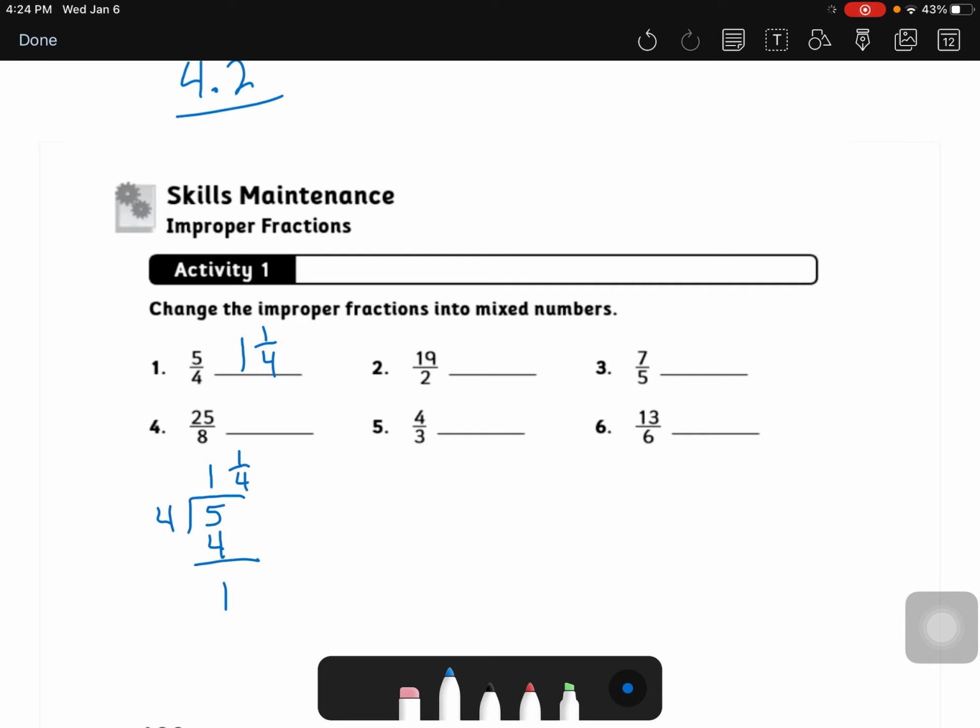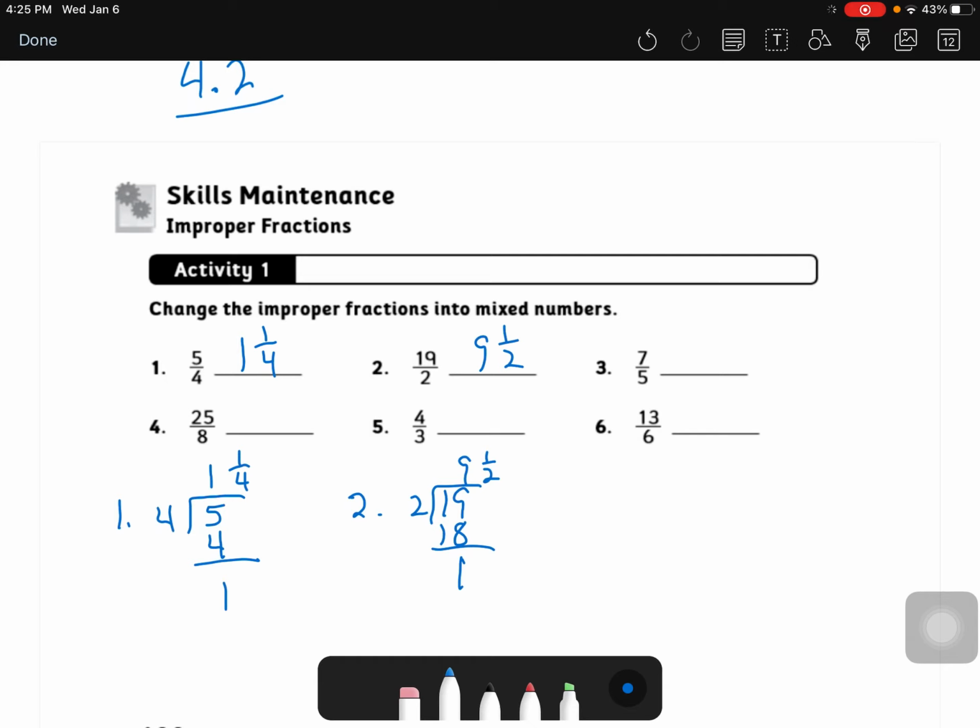Okay. For number 2, so that was number 1. For number 2, we've got 19 divided by 2. And 2 goes into 19 nine times. 9 times 2 is 18. And your remainder is 1. So we have 9 and 1/2.